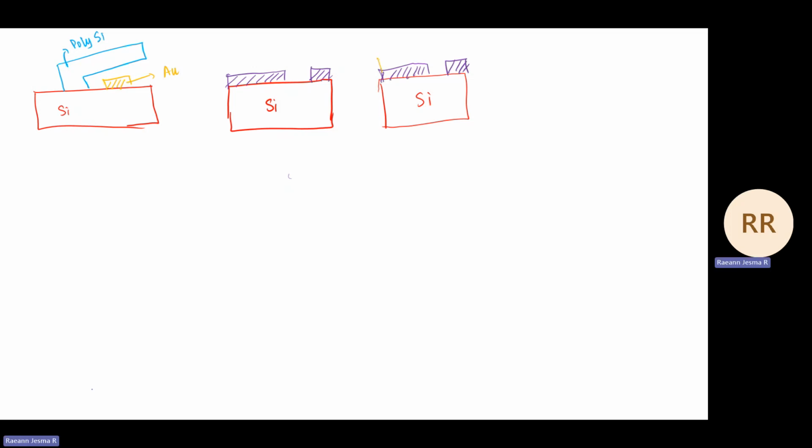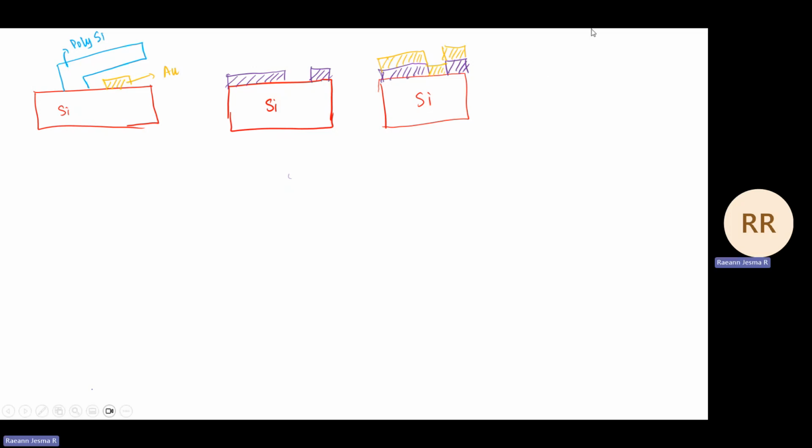So if you are depositing by evaporation, then it is non-conformal, and it is line of sight. So it will deposit only in the regions. It will not deposit on the side wall, so you will not see any side wall coverage as such.